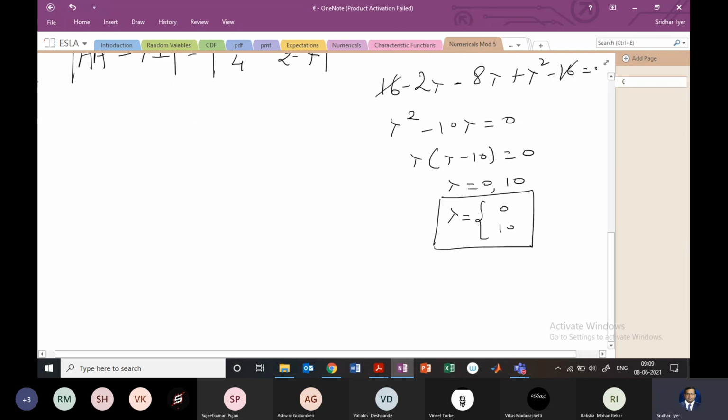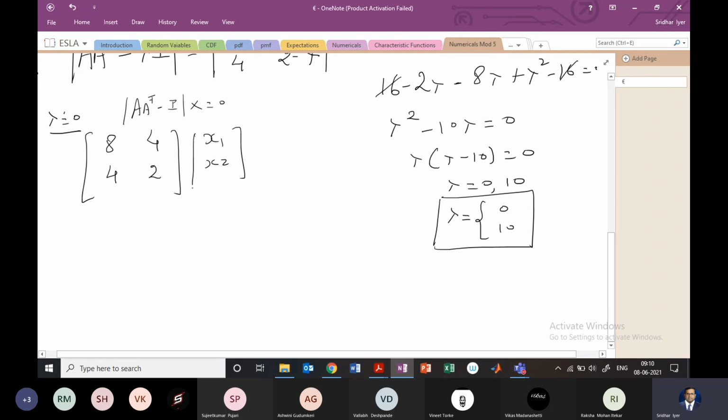Now with these lambdas, let's say for lambda equal to 0, right? So you'll have 8 minus lambda, so 8 minus 0, which is 8, and then you have 4, and then 4, and then 2 minus lambda, so 2 minus 0 will give you 2, right? And we need to find AA transpose minus lambda I times x equal to 0, right? Since it is 2 cross 2, you'll have x1 and x2, and that will be equal to 0 and 0, right?